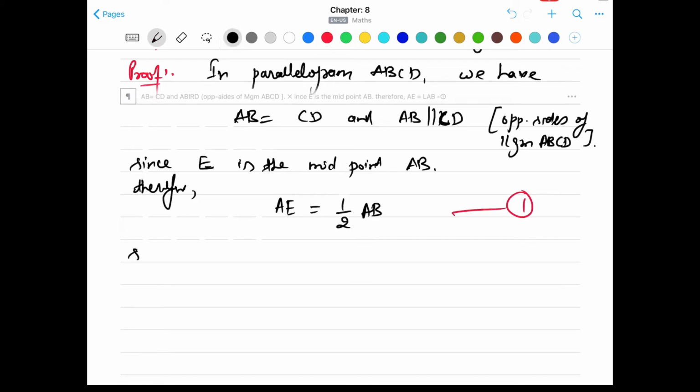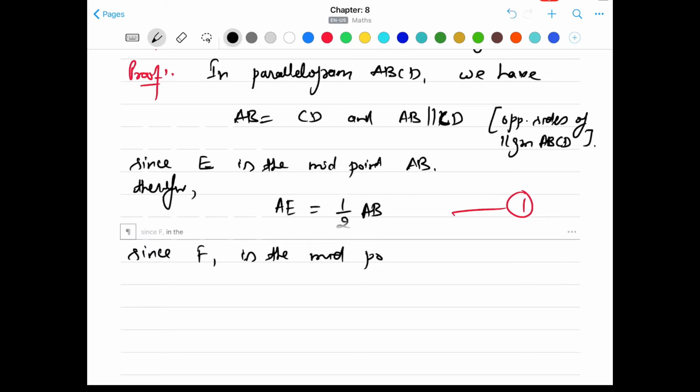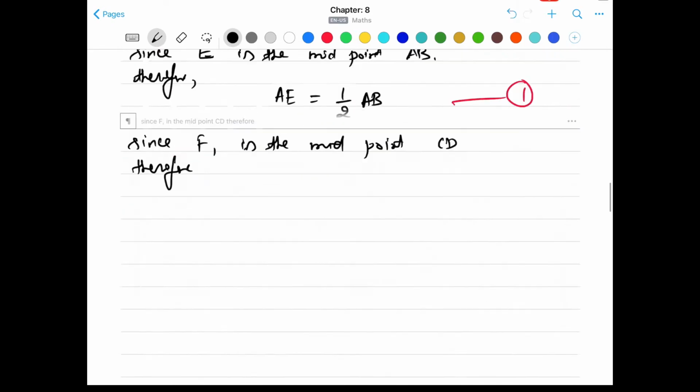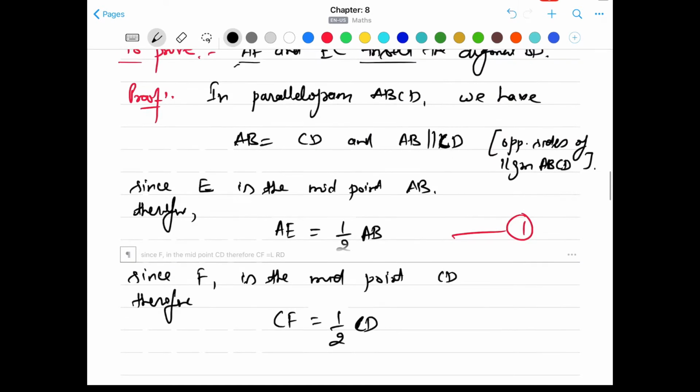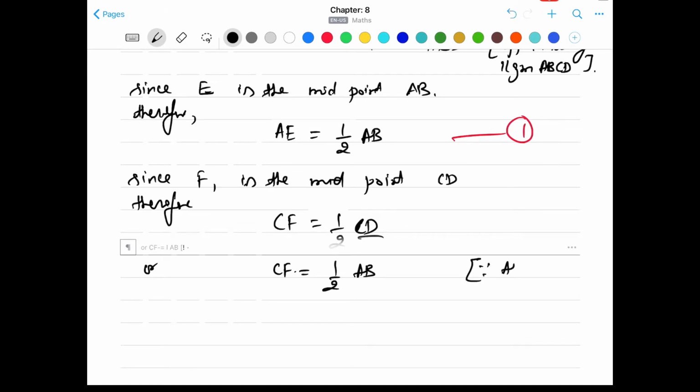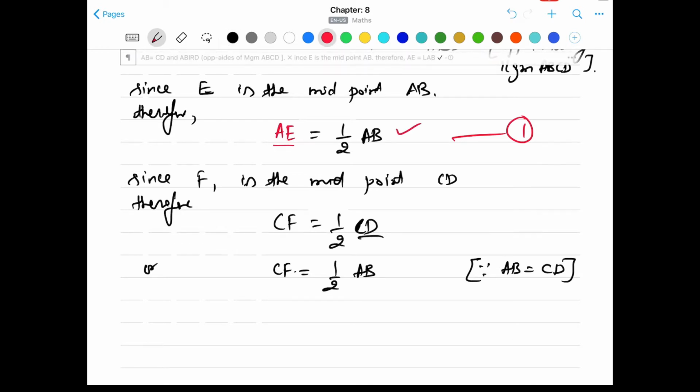Then we have, since F is the midpoint of CD, therefore CF is equal to half of CD. This CF will be equal to half of the complete length of the side CD. And we already have that AB equals CD, so we can replace CD and write CF equals half of AB. The reason is that AB equals CD, as ABCD is a parallelogram. So what you notice from here is that AE is equal to half of AB, and CF is also equal to half of AB. Let's name it equation number 2.